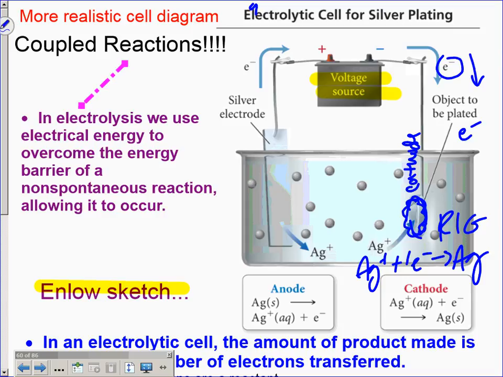But that silver ion is floating all around in solution. So that silver ion could be what the actual solution is made of, or it could be the silver ion that's popping off of the anode. So the anode is the opposite process. We have the oxidation occurring.